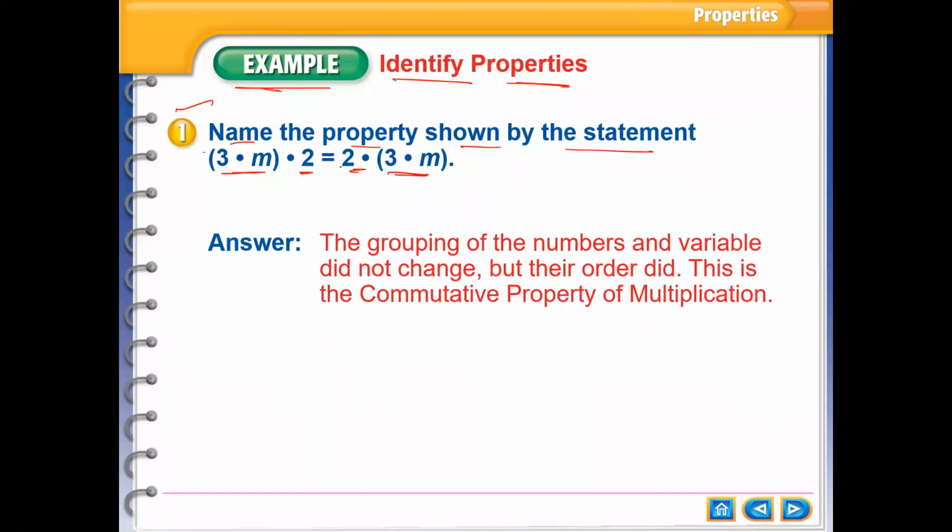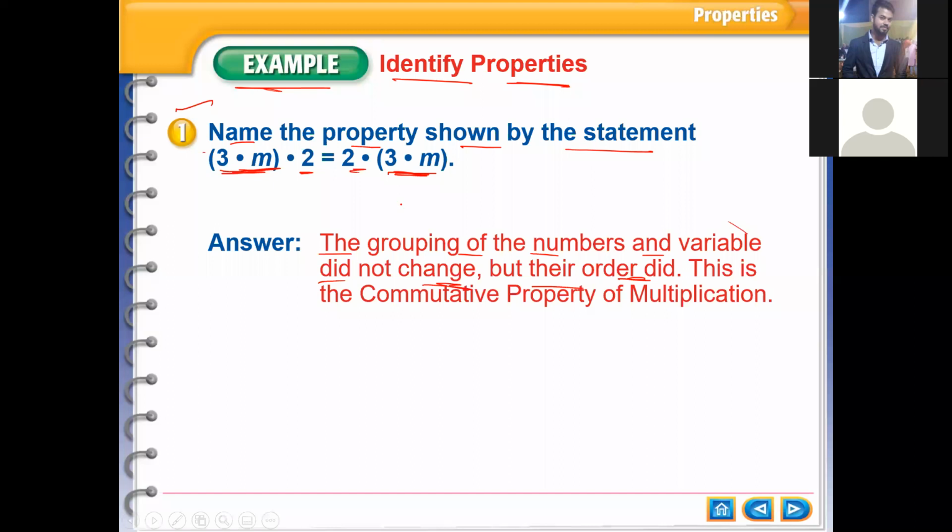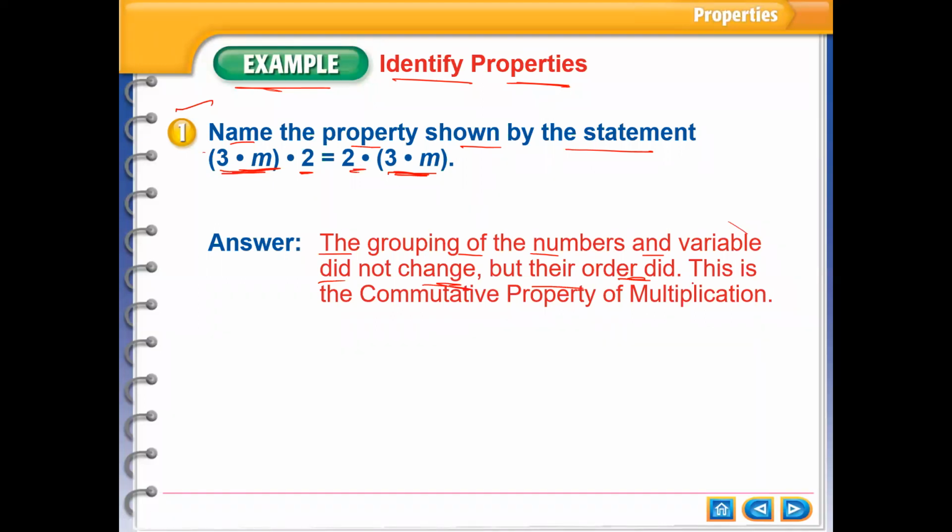So the answer is the grouping of the numbers and variable did not change, but their order did. Means the numbers are not getting changed, but their order is getting changed. As you can see here, inside the bracket 3 and m is there, and here also 3 and m is inside the bracket. So the numbers are not getting changed, only their order is getting changed. This is the commutative property for multiplication. Sara Waji's answer is correct.